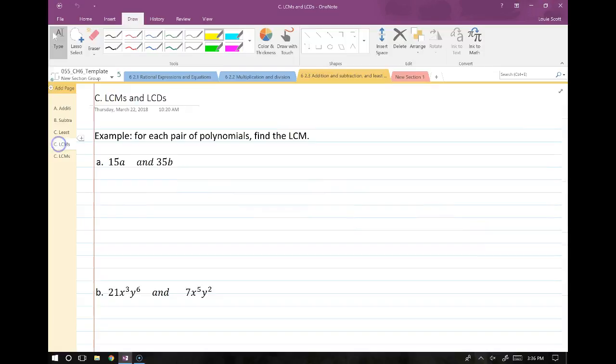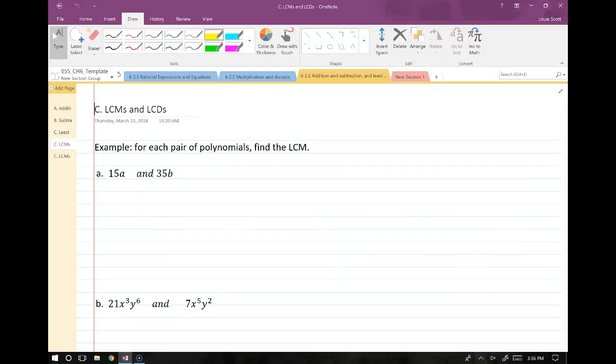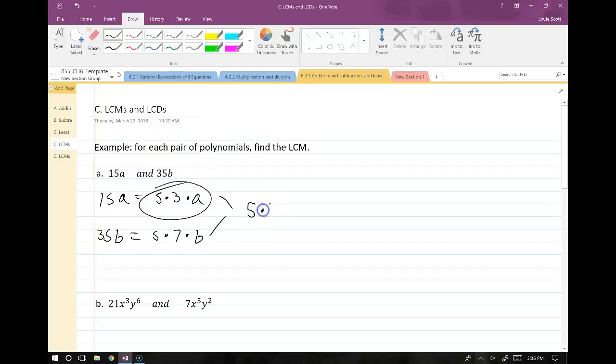Okay, onward. All right, so let's find the LCM for all the polynomials they give us here. So we have 15a and 35b. I go ahead and write them down. 15a is 5 times 3 times a. 35b is 5 times 7 times b. I'm going to circle the top one and write it down. We're missing those two factors from the bottom, so we're just going to throw them at the end here, times 7 times b.